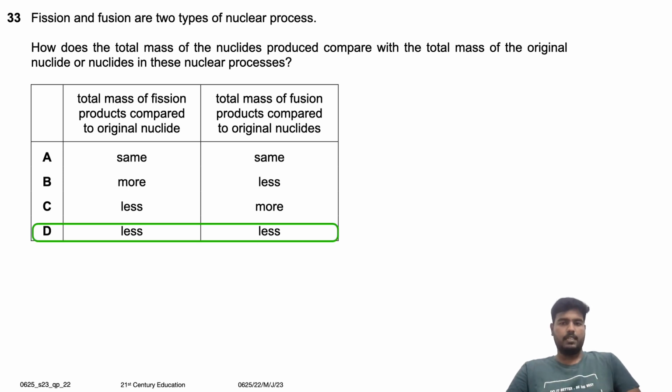So this is called mass defect. This mass defect is converted into energy.